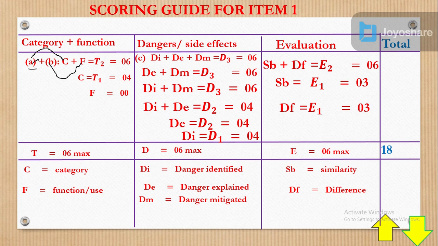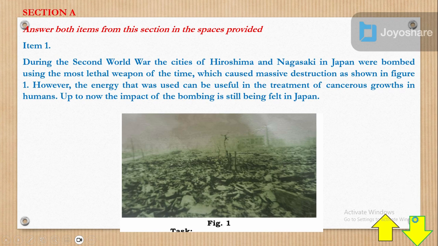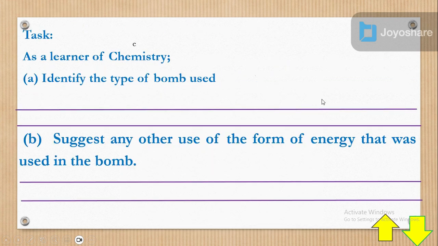But in the dangers, expect three things: danger identified, danger explained, danger mitigated. Let's go there and see. Okay, there we are. Now let's see. What was required here? Identifying the type of bomb used. Now you must identify the category of material they used here.